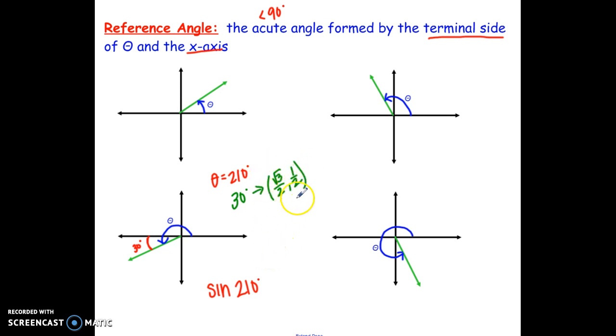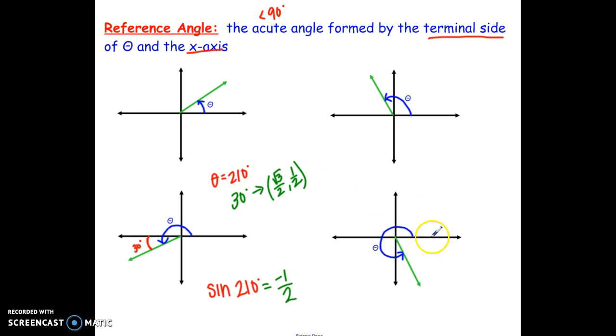So all I have to do is say, okay, I'm in the third quadrant, which means they are both going to be negative. So when I'm doing the sine of 210 degrees, it's going to be negative 1/2. But I was able to reference an angle that I was more comfortable with. Off the top of my head, I might not have the terminal point of 210 degrees memorized, but I do know the terminal point of 30 degrees.